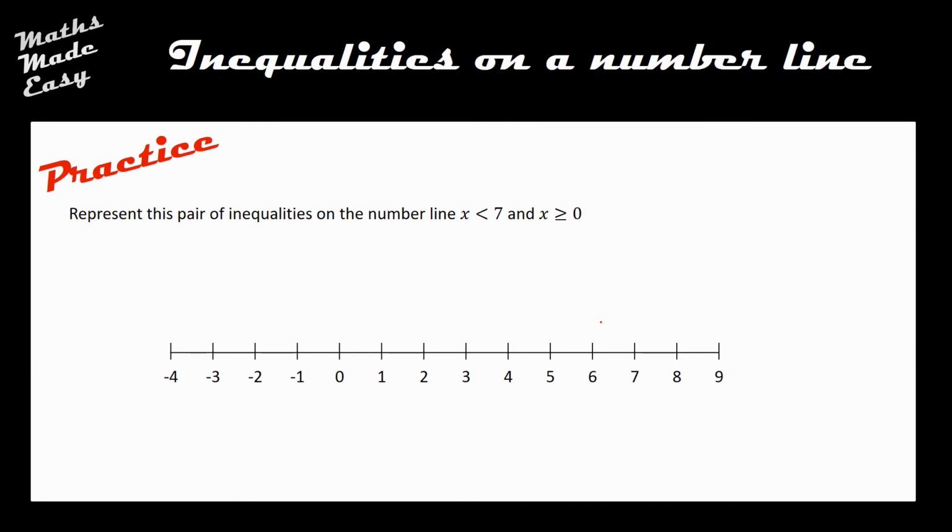Okay, hopefully you've got something that looks like this. So x is less than 7, so I'm going to want a circle on 7. I'm not going to fill it in because it doesn't have the or equal to part. And I've got x is greater than or equal to 0, so this circle is going to need to be filled in. And if I can draw a slightly more successful straight line than last time, close enough.